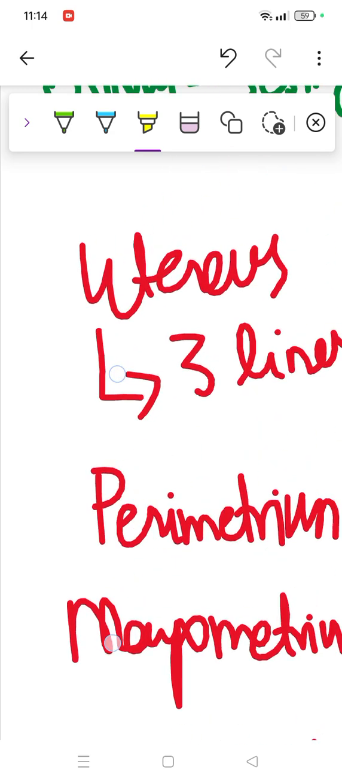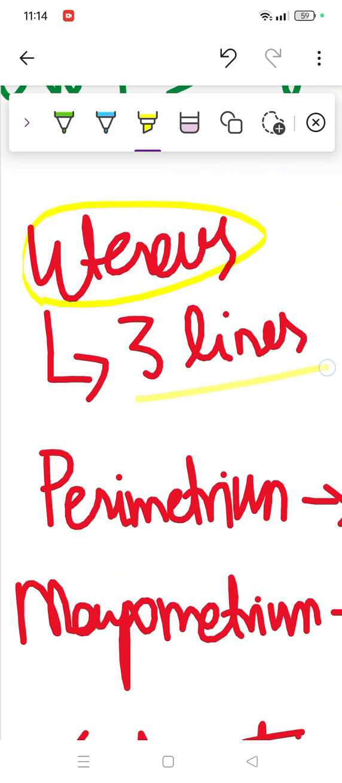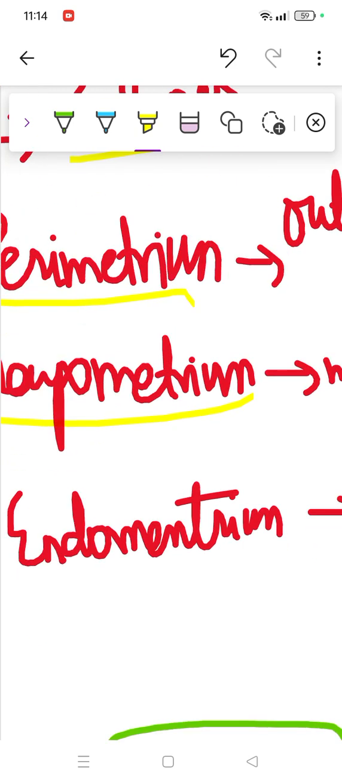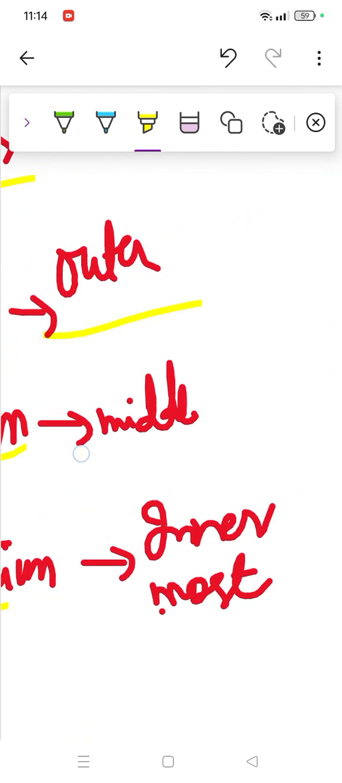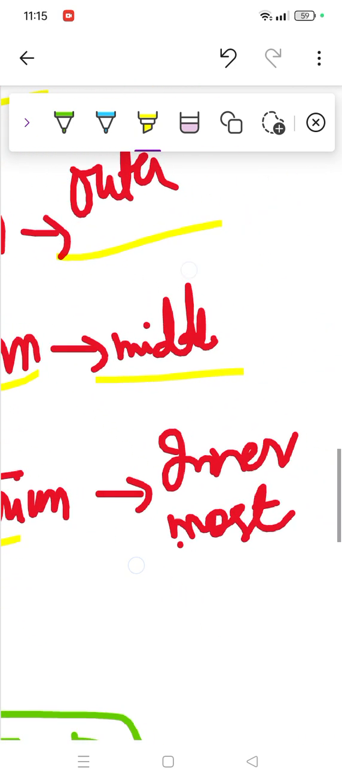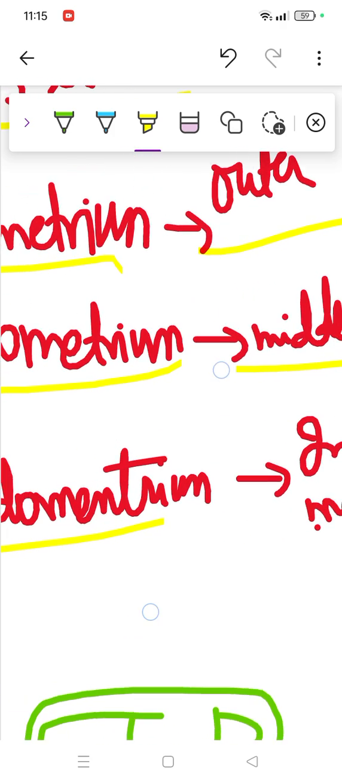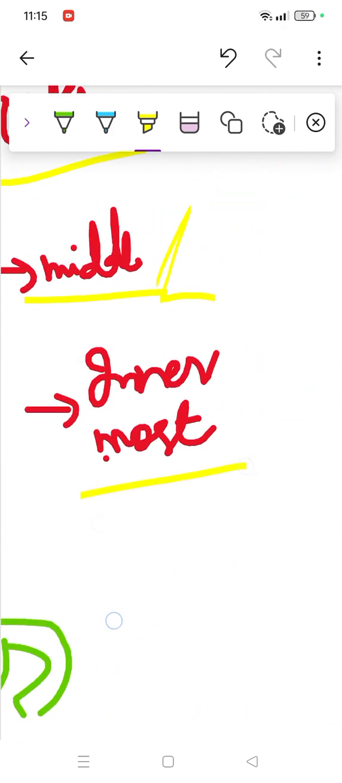I'm sure then the uterus has three linings: perimetrium, myometrium, and endometrium. The perimetrium is the outer one, the middle one is the myometrium, which has muscles and everything like that. Then the endometrium is the innermost layer. So I'm sure it's clear to you.